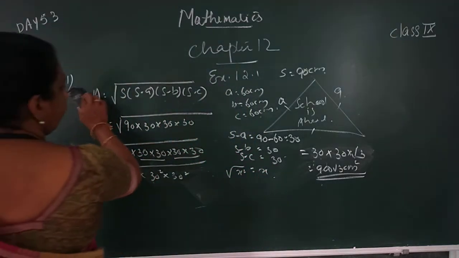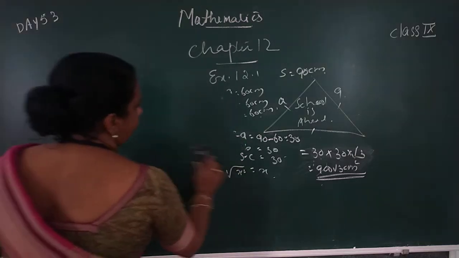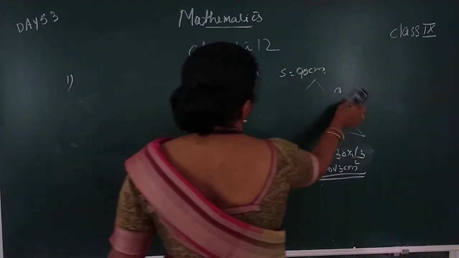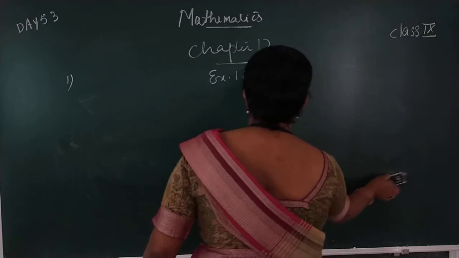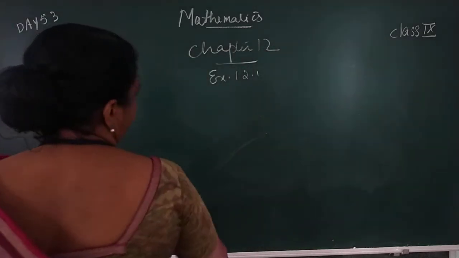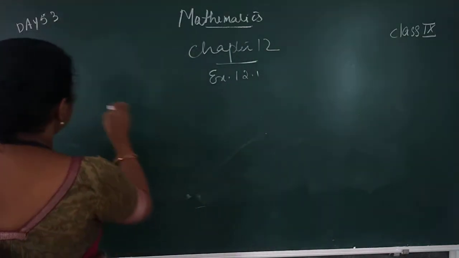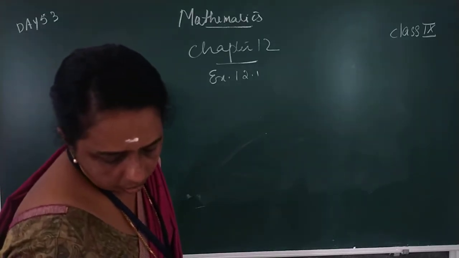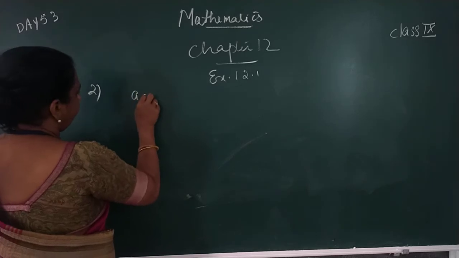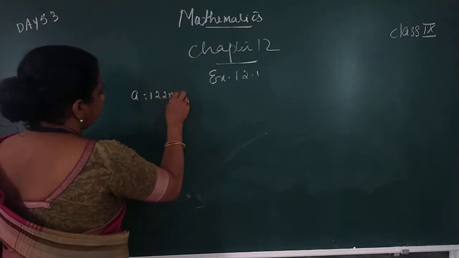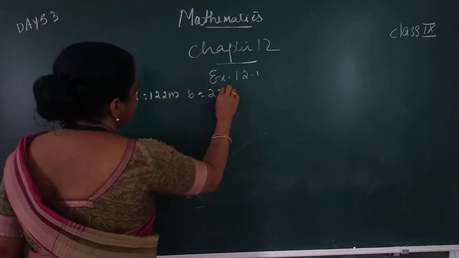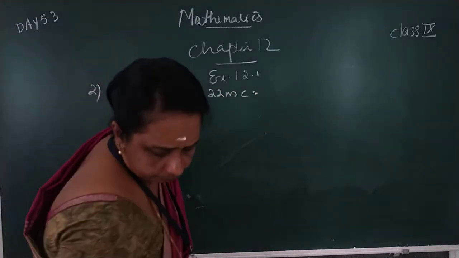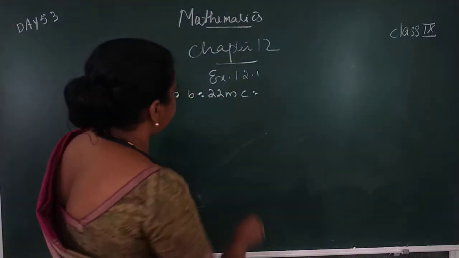Okay. All the problems are the same type of problems. You have to do the calculation correctly. So I will give some problems to be solved. Here the sides are given. The area of the triangular wall, the sides are A equal to 122 meter, B 22 meter and C 120 meter.